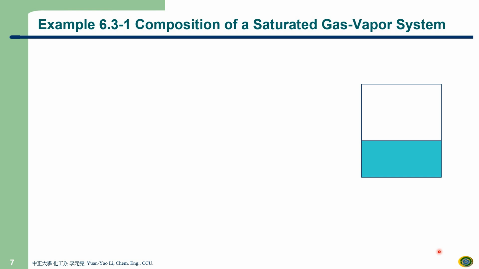Right. So now let's have an exercise with an example. 6.3-1, composition of a saturated gas-vapor system. Saturated means this system has reached equilibrium. That means the composition never changes with time. So it reached equilibrium, and this is saturated vapor, never changed.